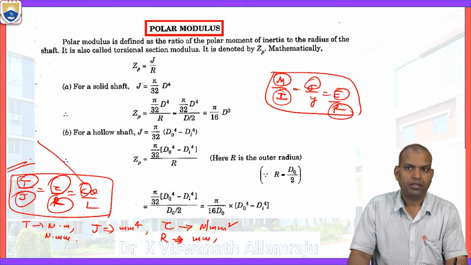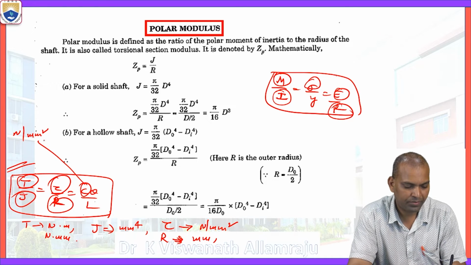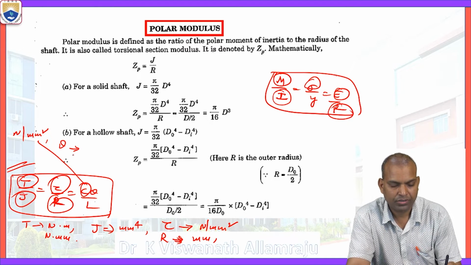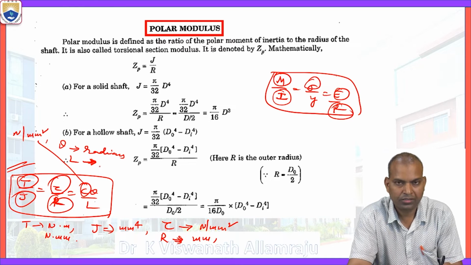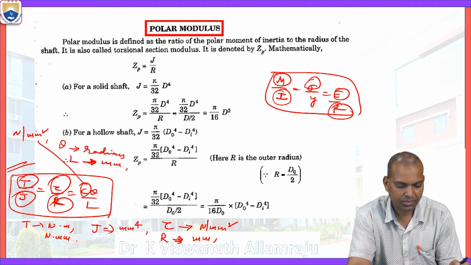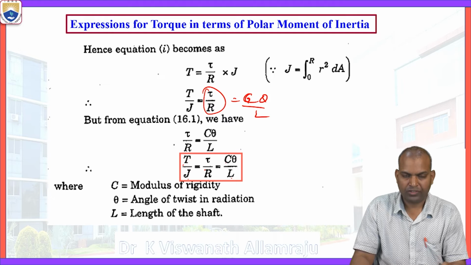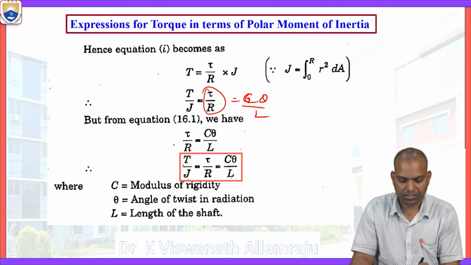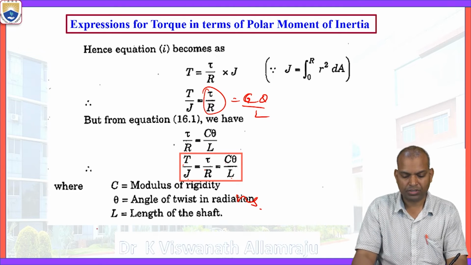Whereas C, what is the C here? Modulus of rigidity, in terms of Newton per square millimeter. Theta is the angle of twist, in radians, and L is the length of the beam or length of the component or structure, in millimeters. Now this is the formula: T by J equal to tau by R equal to C theta by L, where C is the modulus of rigidity, theta the angle of twist in radians, and capital L the length of the shaft.